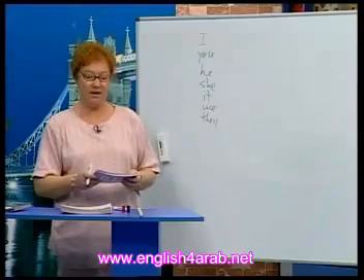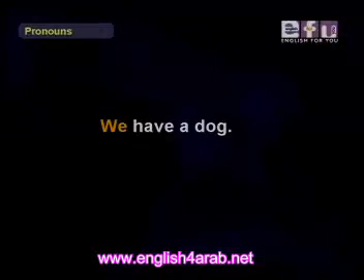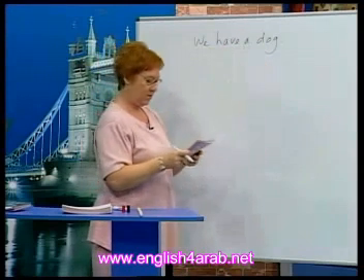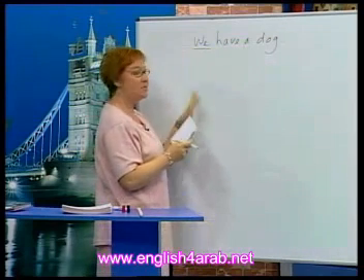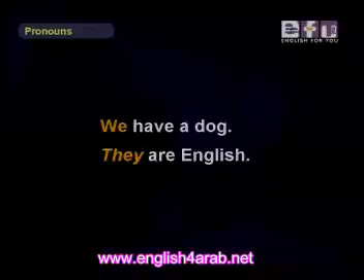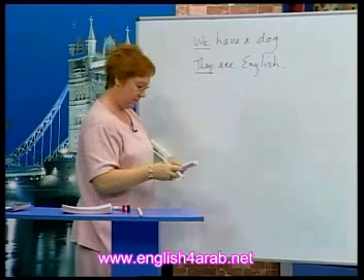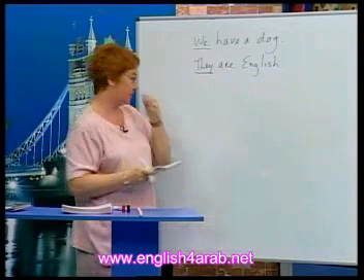We can use the pronouns to talk about the subject. Now let's look at this. We have a dog. All right? And here we have we, the subject pronoun. Okay? They are English. And here they is the subject pronoun. Okay? Now, we can also use pronouns to talk about objects.